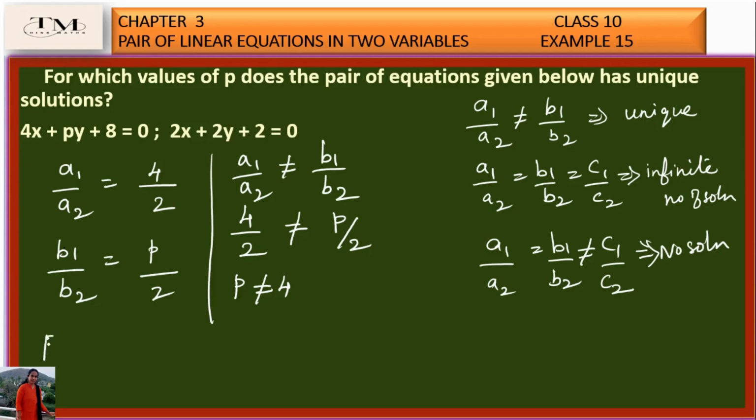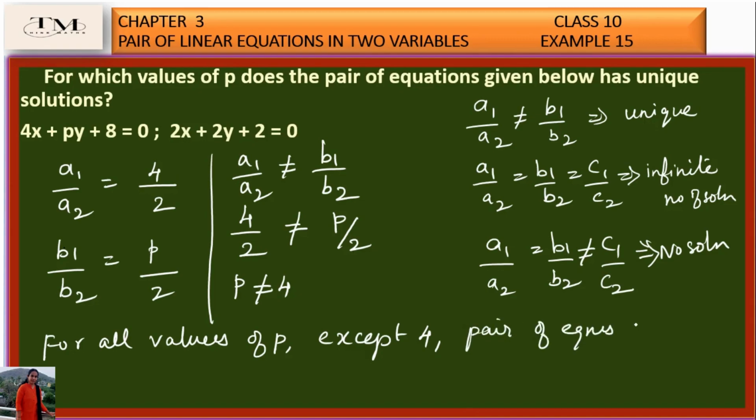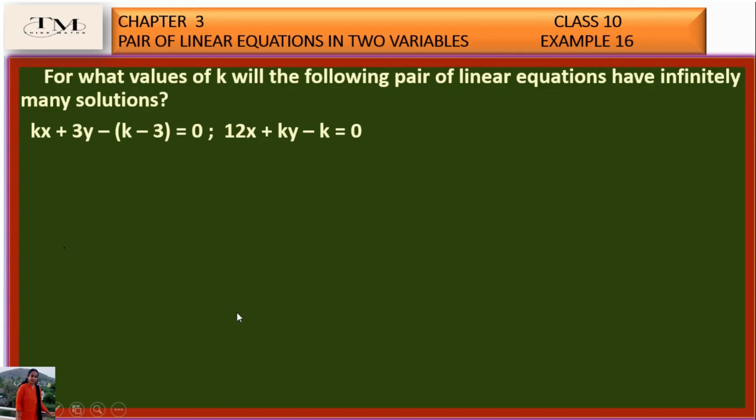So for all values of P except 4, the pair of equations will have a unique solution. If P is equal to 4, then A1 by A2 will be equal to B1 by B2. So P should not be equal to 4. I hope you can understand this problem. So let me go to the next example 16.